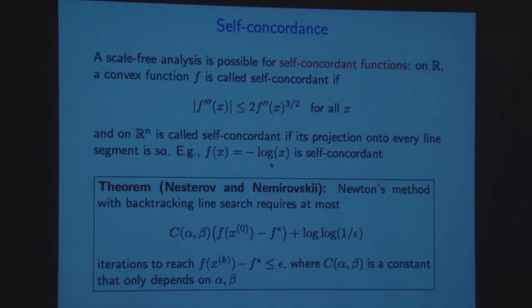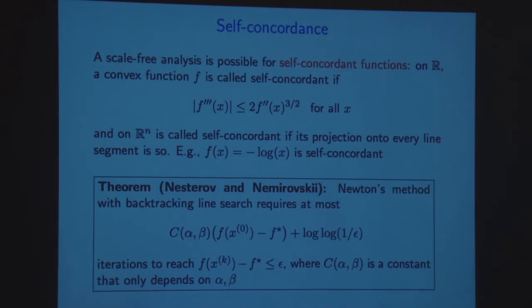So for example, the function negative log is self-concordant. You can check that we actually get equality here. The third derivative in absolute value is exactly equal to 2 times its second derivative to the power of 3/2. You can see that because the derivative is 1 over x, right? So when we take further derivatives, we get 1 over x squared and 1 over x cubed, etc.